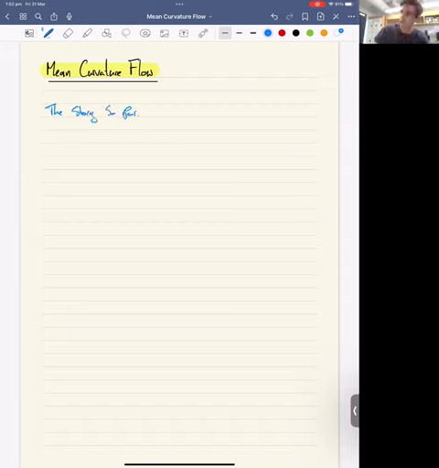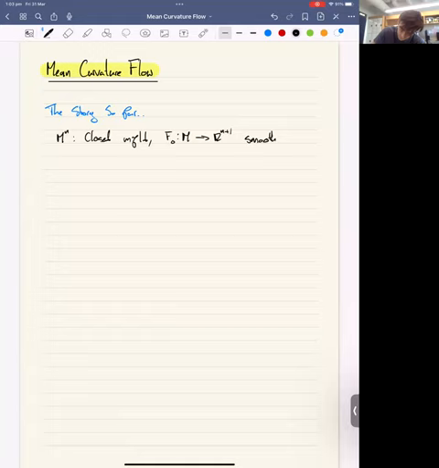Okay, so right now we have a closed n-dimensional manifold, closed being compact without boundary. And I'm going to start off with just some initial data. And by this, I mean just an initial embedding into R^(n+1).